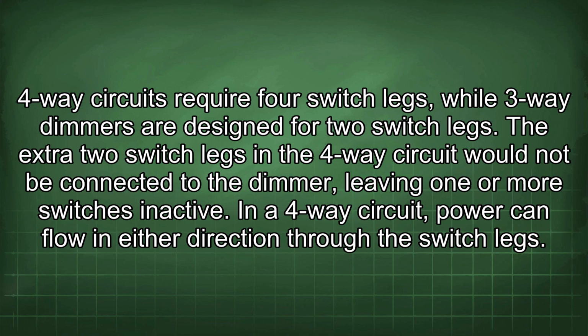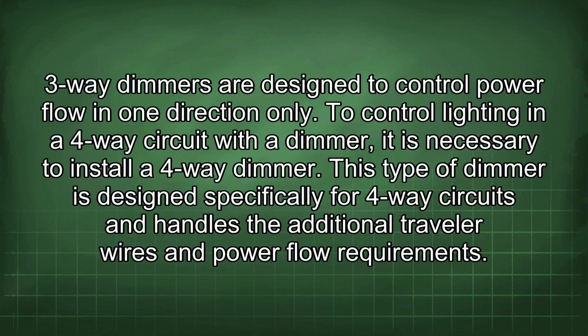The extra two switch legs in the four-way circuit would not be connected to the dimmer, leaving one or more switches inactive. In a four-way circuit, power can flow in either direction through the switch legs. Three-way dimmers are designed to control power flow in one direction only. To control lighting in a four-way circuit with a dimmer, it is necessary to install a four-way dimmer. This type of dimmer is designed specifically for four-way circuits and handles the additional traveler wires and power flow requirements.